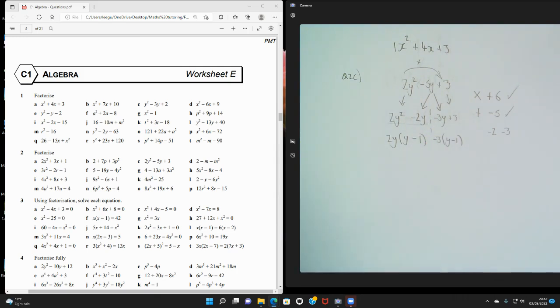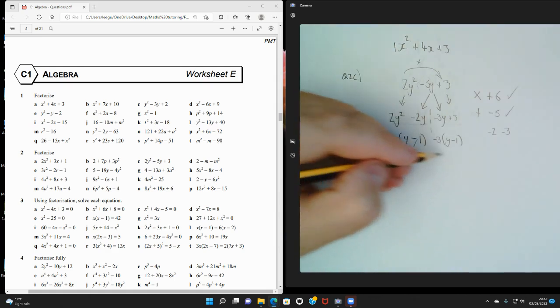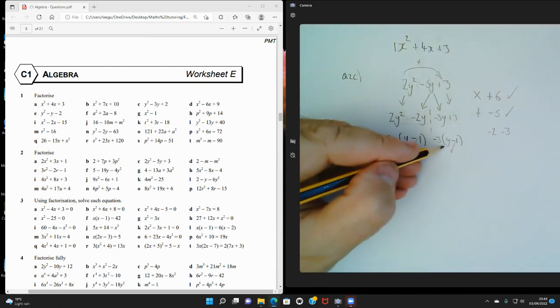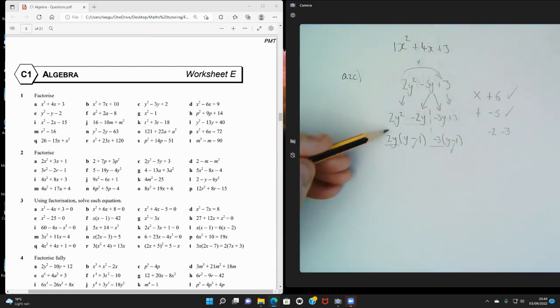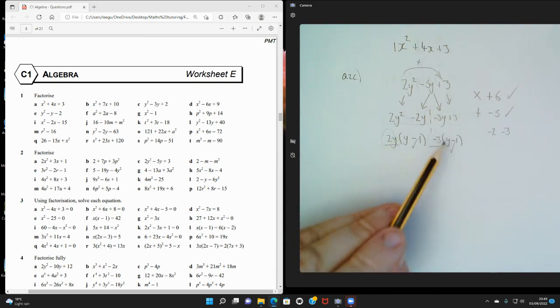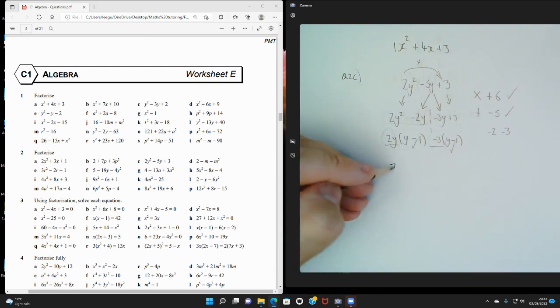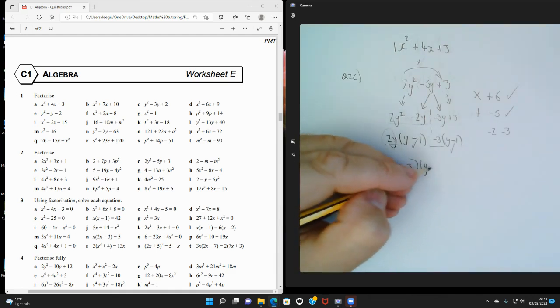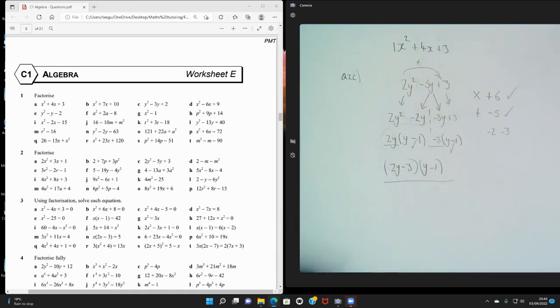Now, you know that this technique is going correctly if it's the case that this bracket matches this bracket. If they match, then you know that we're all good. And then whatever's written in front of these two brackets forms the other bracket. So in other words, 2y minus 3 is the other bracket. And that is the expression factorised.